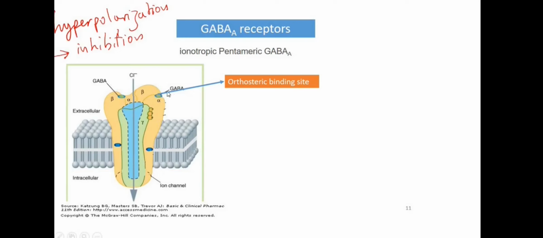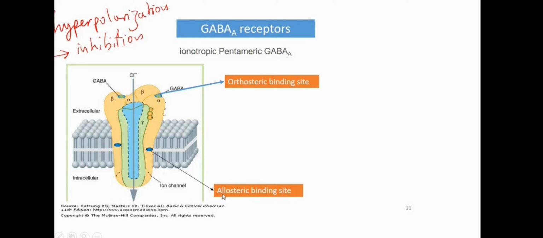So GABA, of course, is the gamma aminobutyric acid. Once it binds to its receptor, the chloride channel will open and chloride will cause hyperpolarization or inhibition. So these are the orthosteric binding sites for GABA-like drugs. The GABA macromolecule contains other binding sites that bind other drugs other than GABA. These binding sites, many actually, are known as allosteric binding sites.